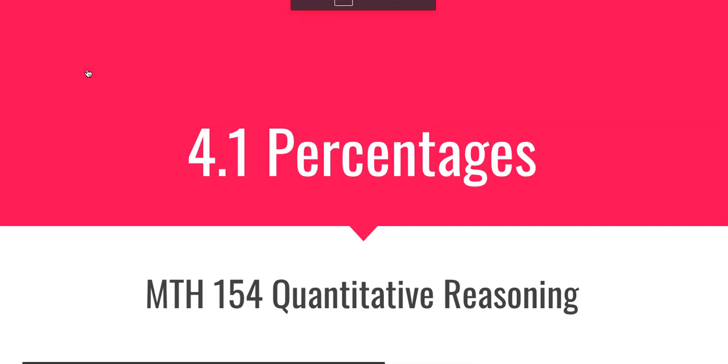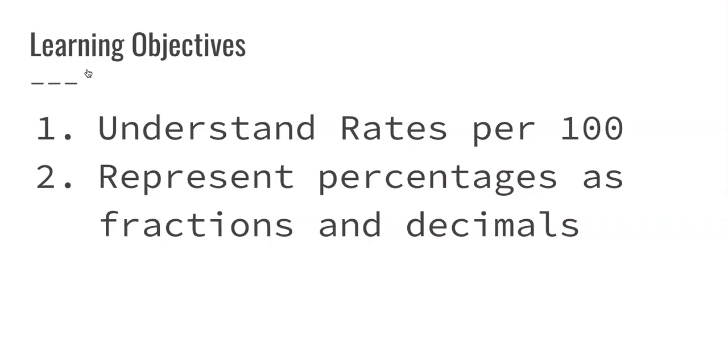Chapter 4 is about percentages, and for the very first section that we're going over this week, we have two learning objectives. The first one is to understand rates per hundred, and for the second one, we are going to go from percentages to fractions and to decimals, going back and forth, okay?